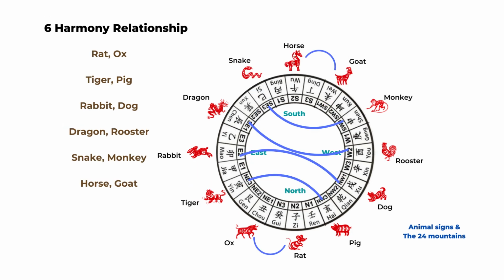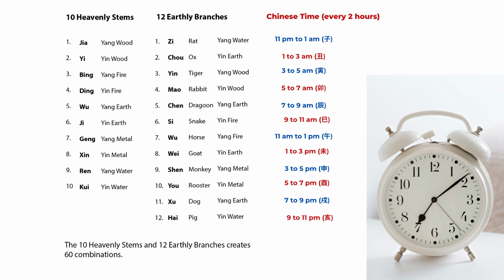For the traditional Chinese clock, every 2 hours is one time period. And we start with the Zi time. That's midnight, around 11 p.m. to 1 a.m. The next one is Chou. That's from 1 a.m. to 3 a.m. And the third is Yin time. That's from 3 to 5 a.m. And you can see the timing is based on the 12 earthly branches or the 12 animal signs.